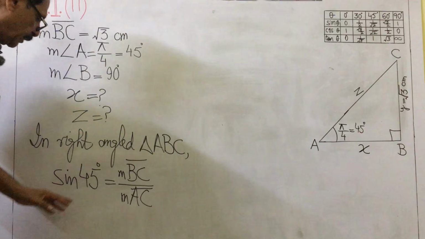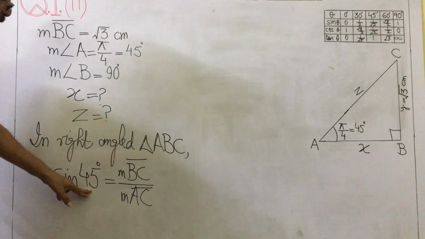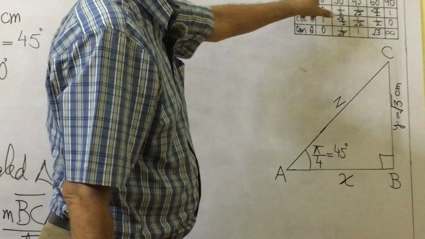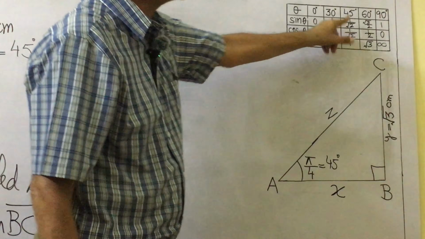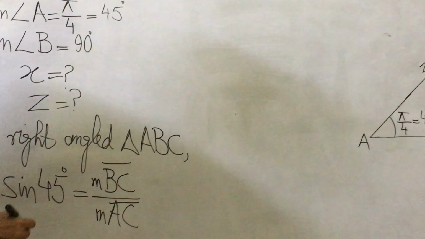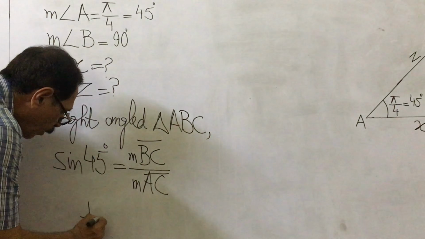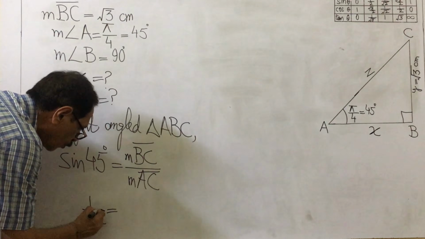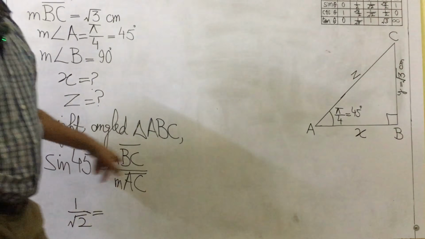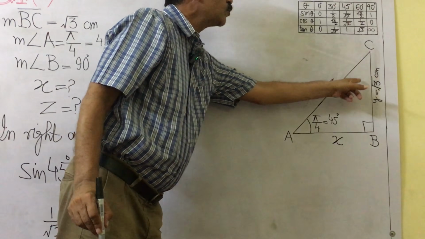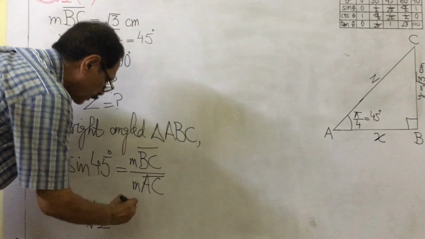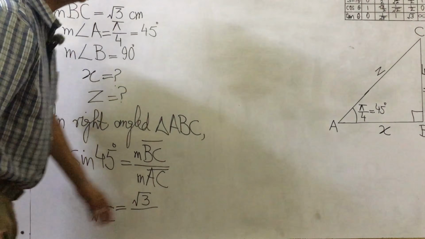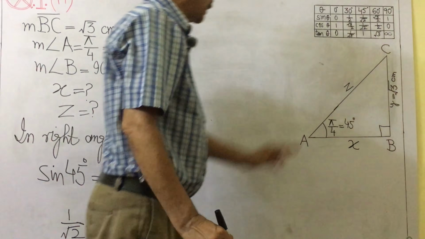Now students, what is the value of sine of 45 degrees? Look at the table. Sine of 45 degrees is equal to 1 over square root of 2. Putting the value, 1 over square root of 2 is equal to BC, which is square root of 3, over AC, which is Z.